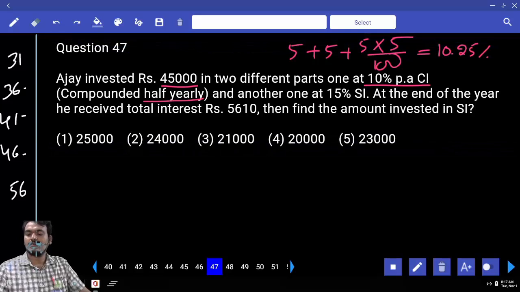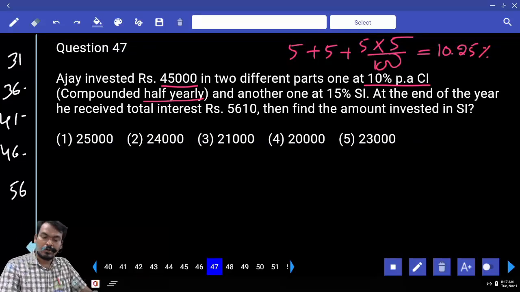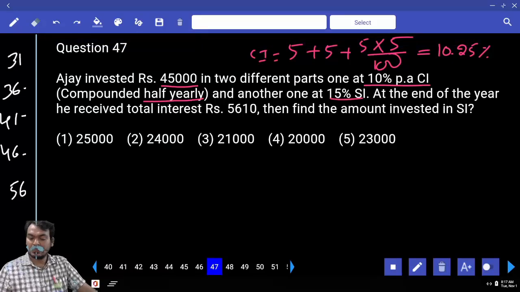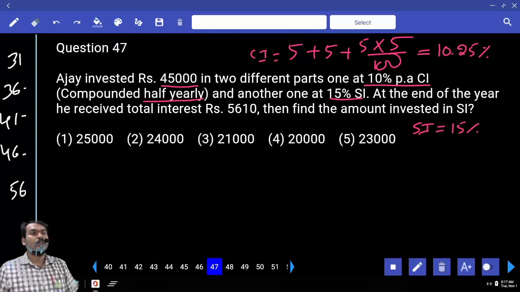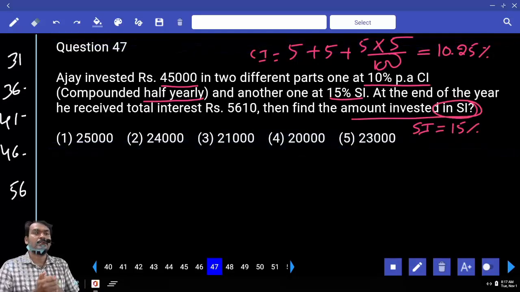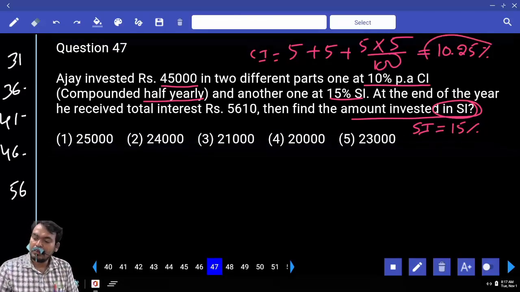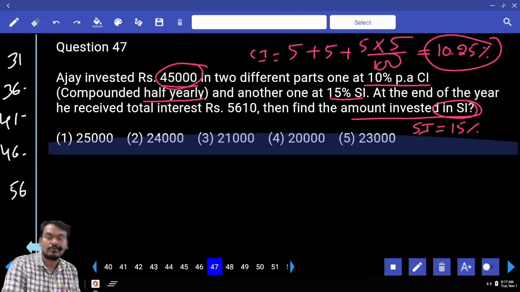Is it compound interest or simple interest? Compound interest. What is the simple interest value? 15% per annum. Nothing but simple interest, we directly get the 15% value. What is the question here? Investment in which one do we require? Simple interest or compound interest? Simple interest.